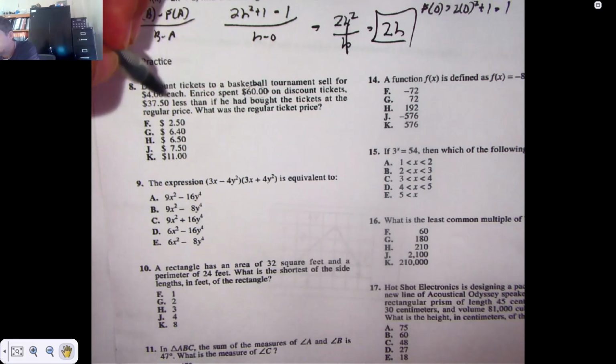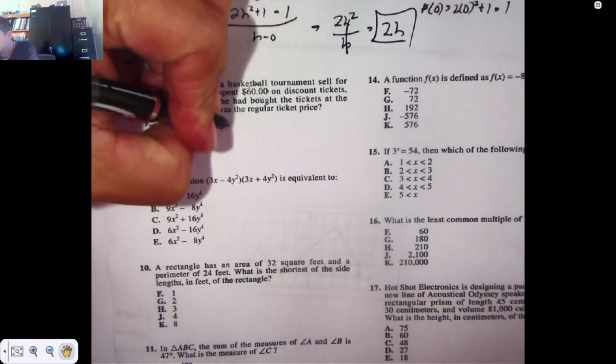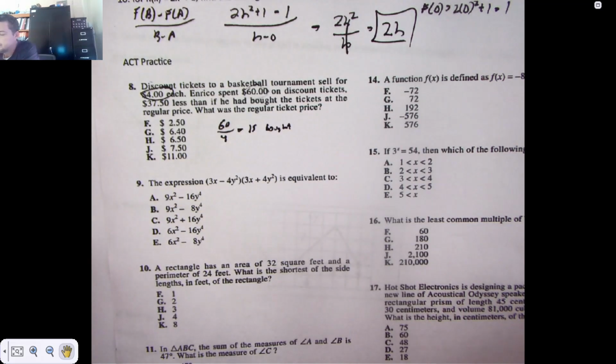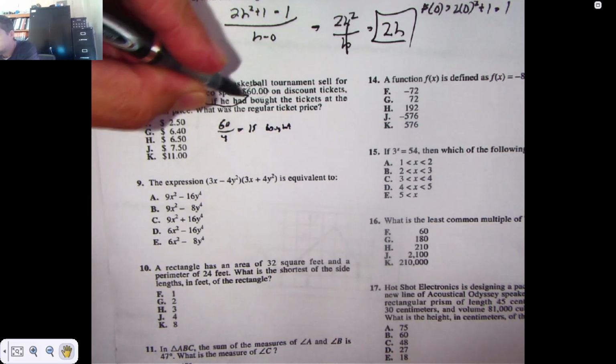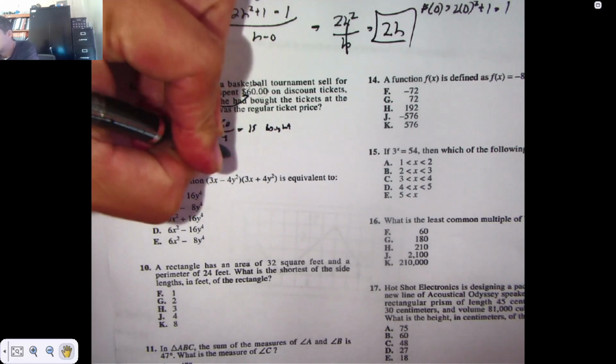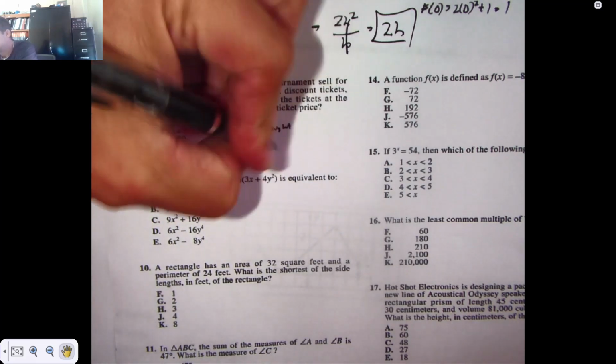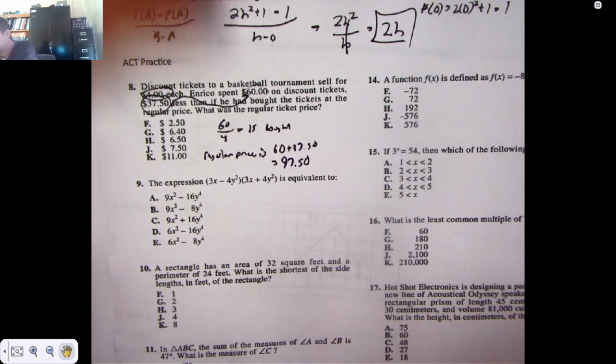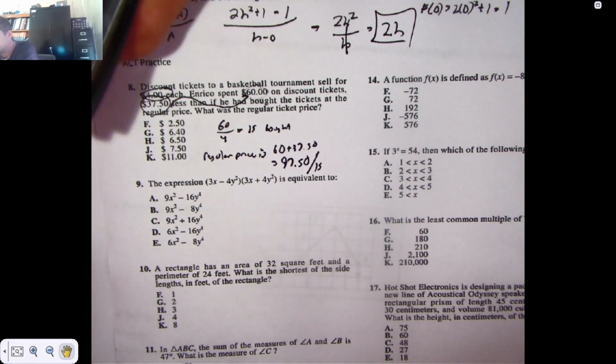If he spent 60 on tickets that were 4 apiece, he bought 15 tickets. That's what he bought. It turns out that this is $37.50 less than what it would have been at regular price. Regular price is 60 plus $37.50, which is what, $97.50? So we're just going to divide by that 15 that he bought, and we can get a total here. Maybe, I don't know. Let's see, it's 6 something. I can tell you that much.